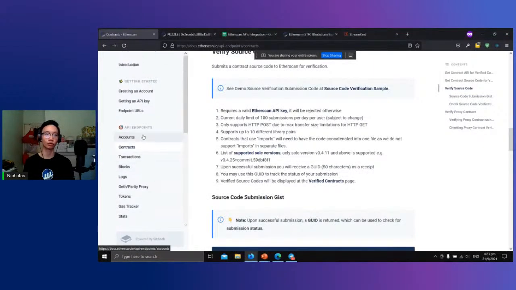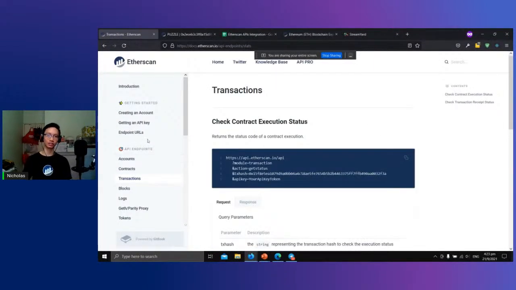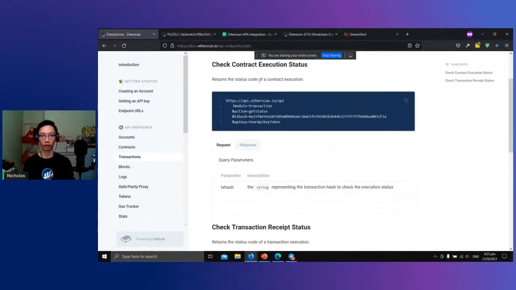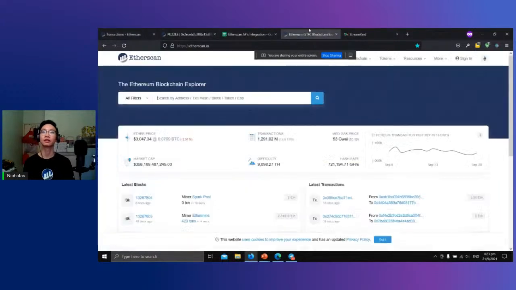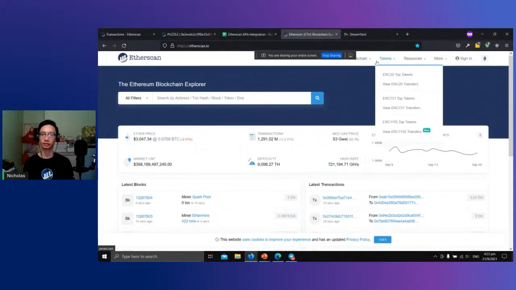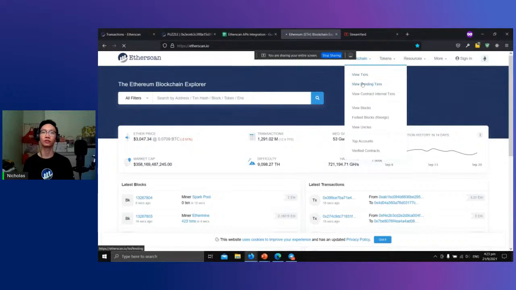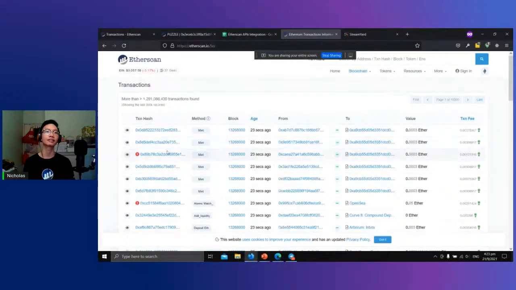Okay, so that is for the contracts endpoint. Next, moving on to transactions. For transactions, we have two here. The first is checking a contract execution status. What we're referring to as contract execution status is, let me go to Etherscan and show you an example. View transactions. Let's take one that failed.